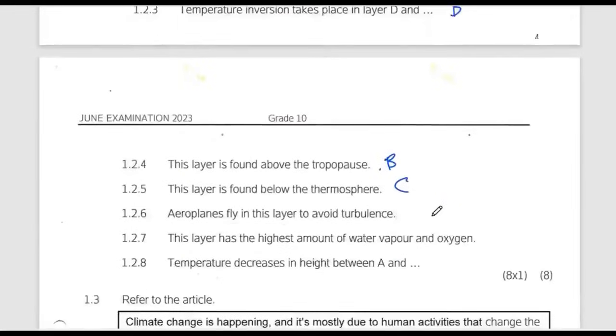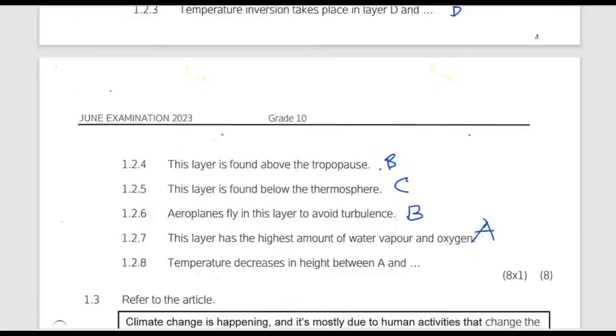Then we go to: aeroplanes fly in this layer to avoid turbulence, that is B. They slightly fly above the layer where weather takes place, which is above layer A. So in layer B, this layer has the highest amount of water vapor and oxygen? The highest amount, we find it in the troposphere, which is our layer A.